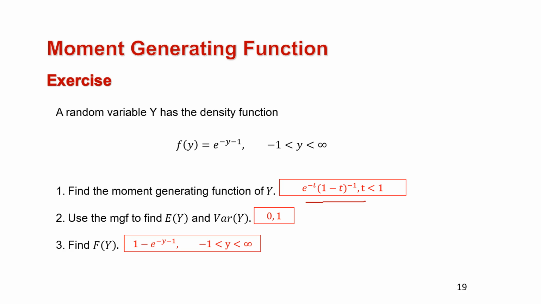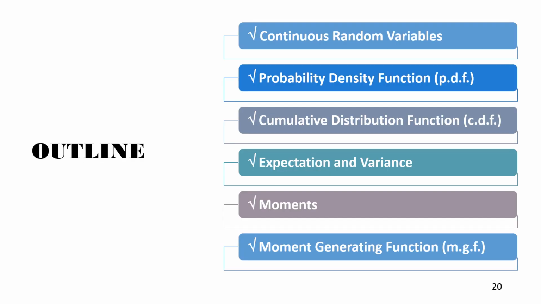Use the moment generating function to find the expected value of y, okay, and the variance, and then find capital F of y, the cumulative distribution function. Let's integrate from -1 to y, and let's replace y inside the integration to be z, for example. Okay, then I will get the cumulative distribution function in this form.